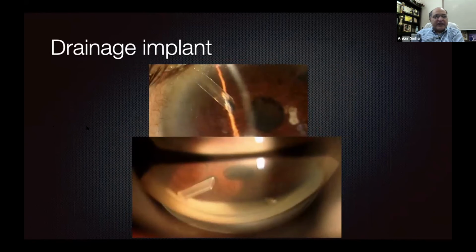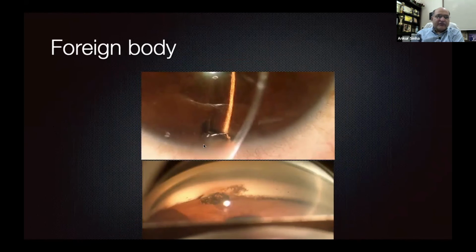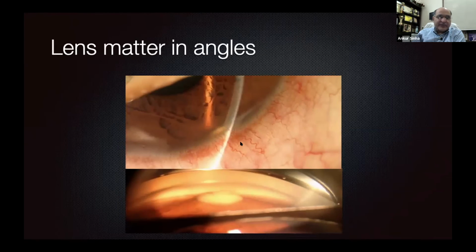A case of drainage implant where we can see the tube which is coming out from the angles and fairly placed. A case of foreign body which is seen in the inferior part of the anterior segment photograph, but once we do the gonioscopy, we can clearly see it is in the angles, and it has in fact perforated the iris and probably gone back posteriorly.